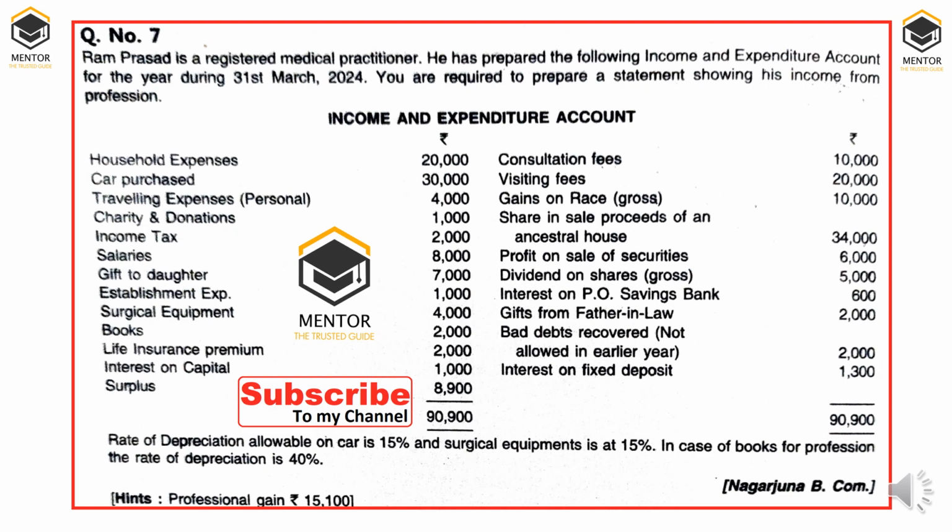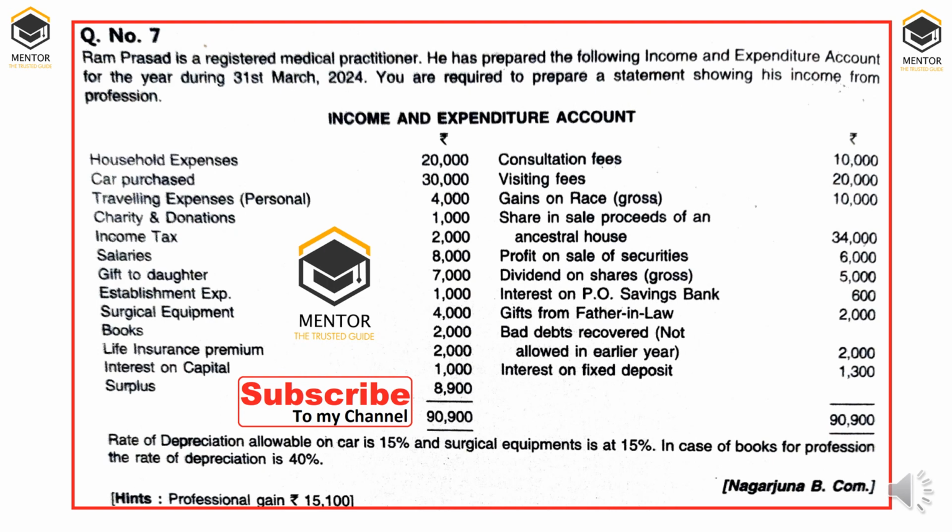Household expenses disallowed. Car expenses, traveling expenses, charity and donation disallowed. Income tax disallowed. Salaries, gift to daughter disallowed. Establishment expenses, surgical equipment, asset disallowed, we have to calculate depreciation on it. Books, we have to calculate depreciation. Life insurance premium disallowed, interest on capital disallowed.